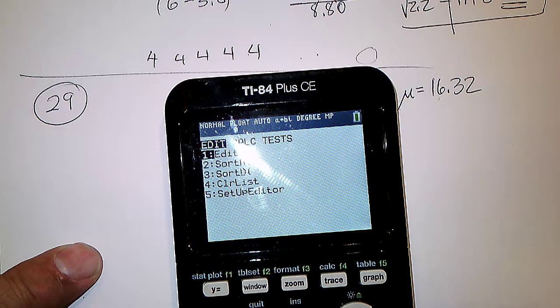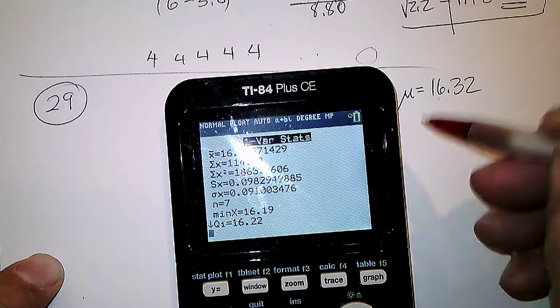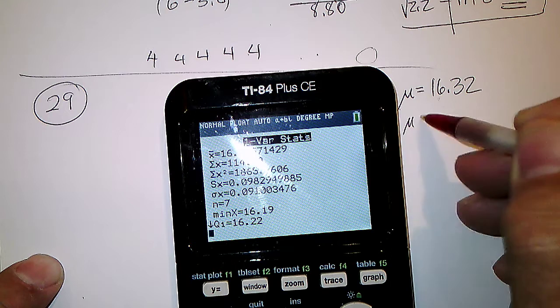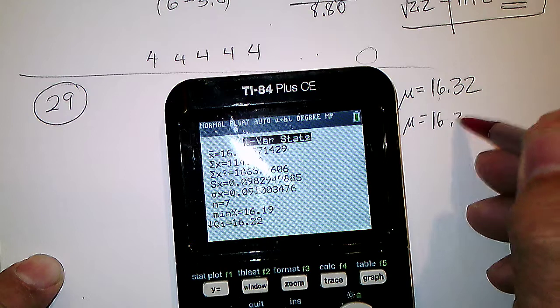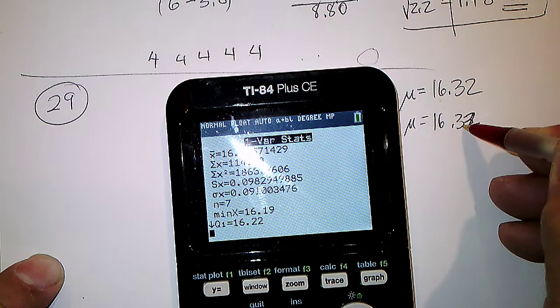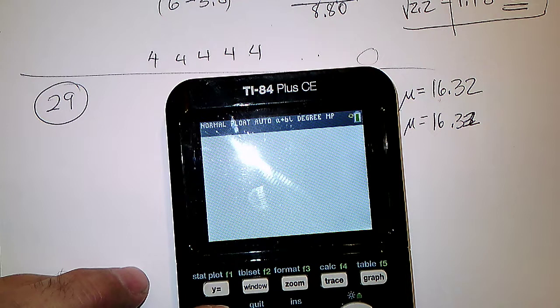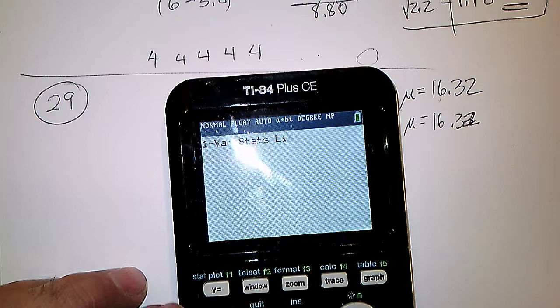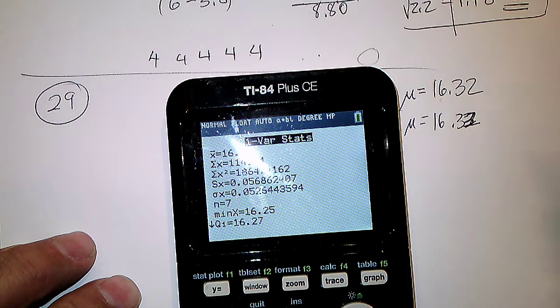Stat, calculate the one variable statistics on list 2. And that comes out to have a mean of 16.32, actually 33. I wonder what the other one was. It might have been the same. Let's go back to that. It was 16.32 exactly. So they're pretty close to the same mean.